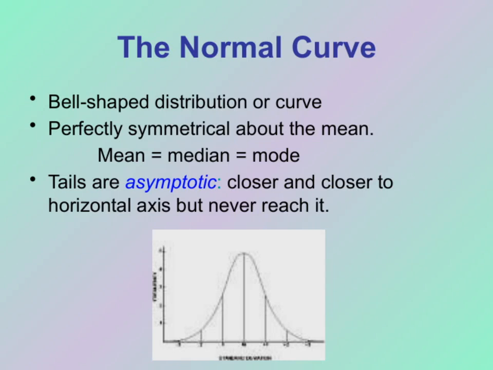Let's take a closer look at the bell-shaped distribution, or curve. As the name suggests, it has a distinctive shape that's perfectly symmetrical about the mean. This symmetry means that the values on one side mirror those on the other. A key point to remember is that, in this distribution, the mean, median, and mode are all the same.